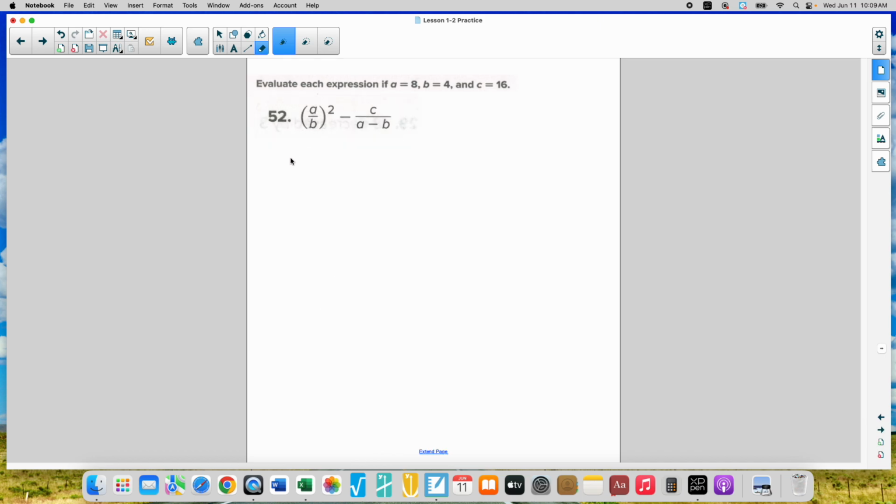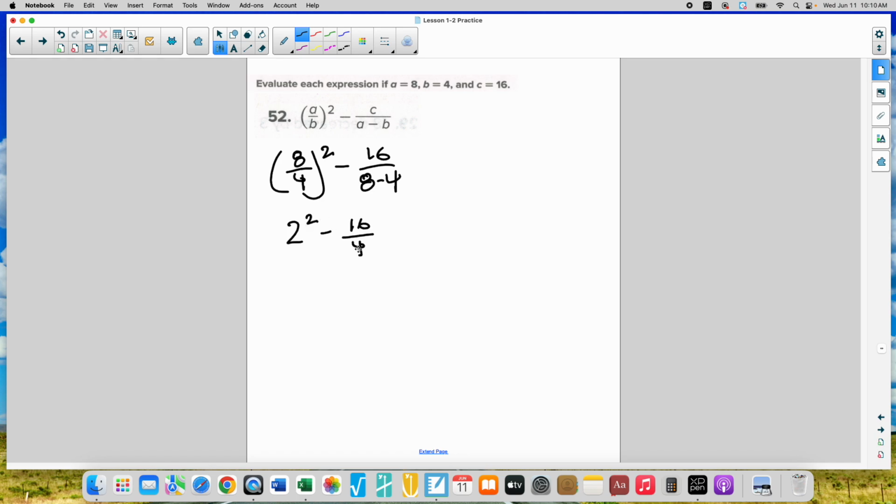A over B, 8 over 4, quantity squared, minus 16 over 8 minus 4. So let's simplify in here. That's 2 squared minus 16 over 4. Let's do 2 squared, which is 4. 16 divided by 4 is 4. 0. Another good, clean answer.